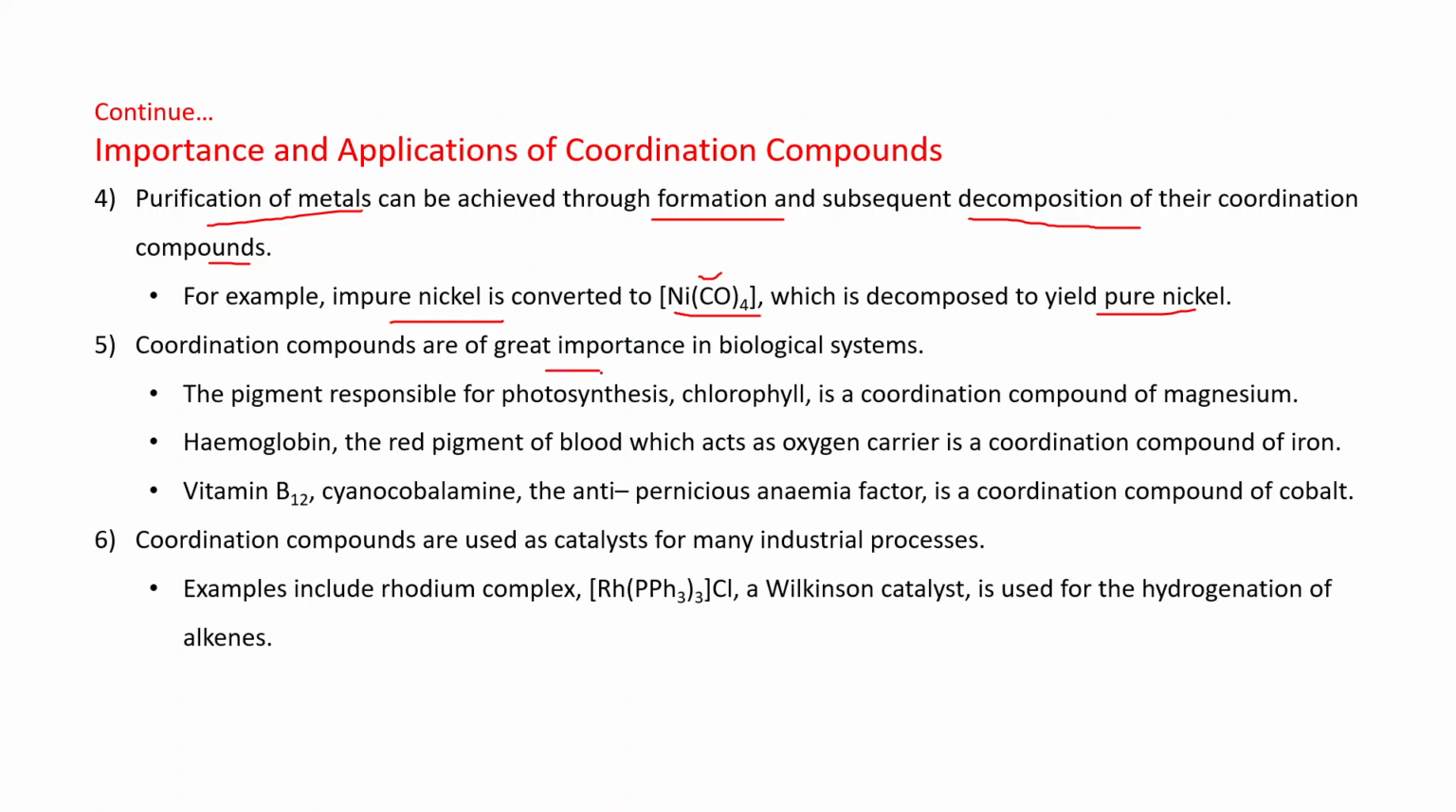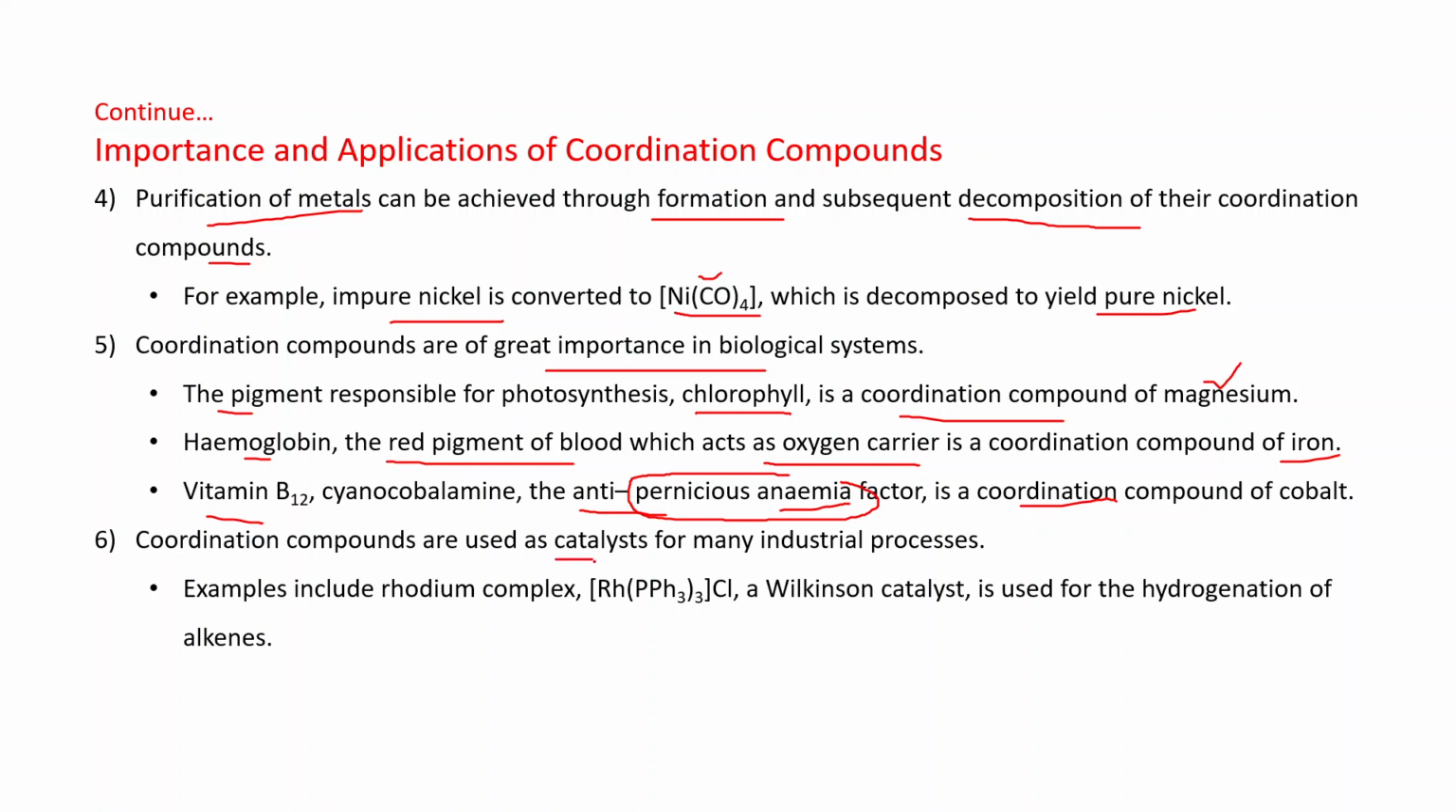Coordination compounds are of great importance in biological systems. The pigment responsible for photosynthesis, that is chlorophyll, is a coordination compound of magnesium. Hemoglobin, the red pigment of blood which acts as an oxygen carrier, is a coordination compound of iron. Vitamin B12, this is cyanocobalamin, the anti-pernicious anemia factor, is a coordination compound of cobalt. Actually, pernicious anemia is caused due to the deficiency of vitamin B12. To recover from pernicious anemia, vitamin B12 is given, and vitamin B12 is a coordination compound of cobalt.